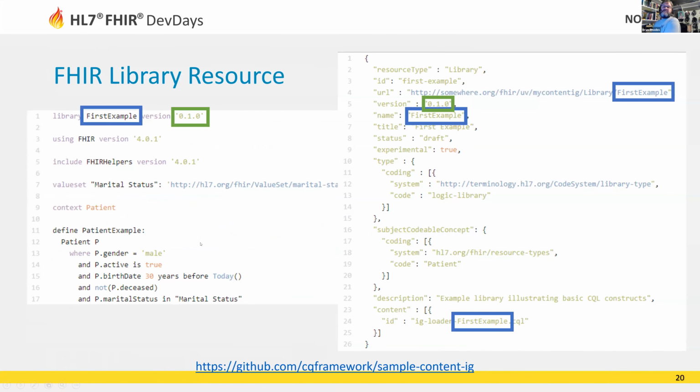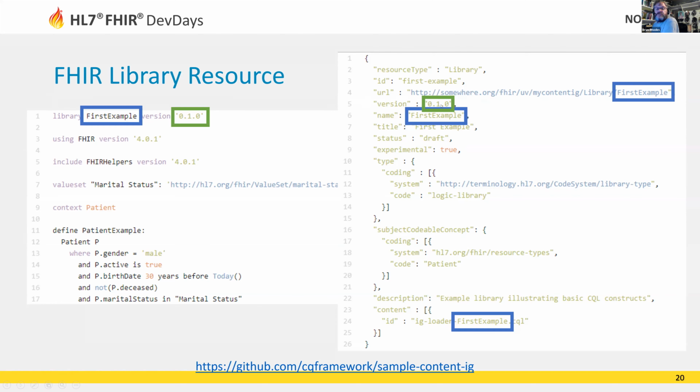So how do we take a CQL library and actually wrap it up into FHIR? We use the library resource in FHIR to do that. Specifically, we use the URL, version, and name components of the library, as well as the content, to wrap all that up. The URL is the same as the base canonical URL for the FHIR IG, then the library, and then the name of the library.